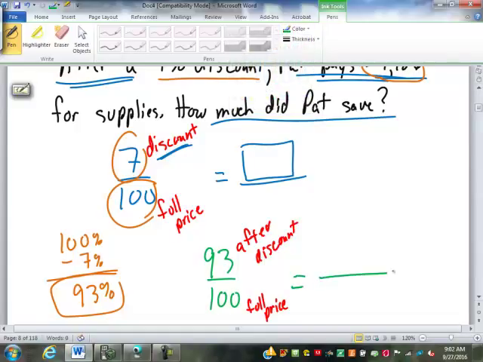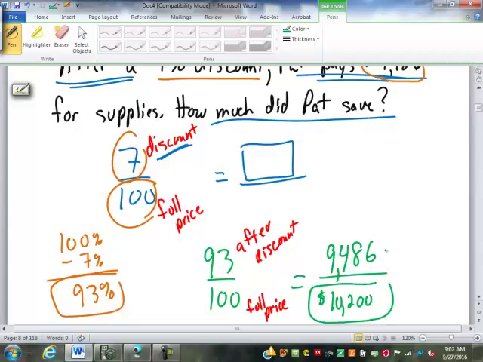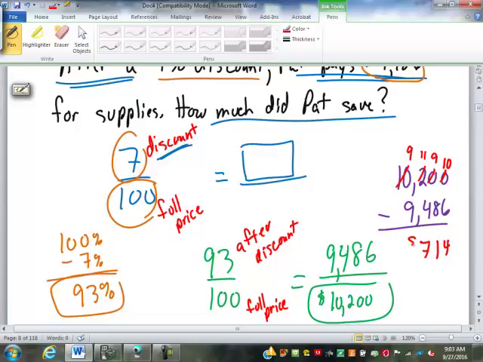Now, neither one of those is what we're looking for. But if we knew both of those, we could find the amount of the discount, couldn't we? And we have the $94.86, which is the price after discount. So we can cross multiply and divide: 100 times 94.86 divided by 93 gives us 102. So the price before discount was $102, but that's not what we want. We want to know how much did Pat save. So 102 minus 94.86. This will be 9 and 10, so we've got 4, 1, 7. $7.14 is what Pat saved.